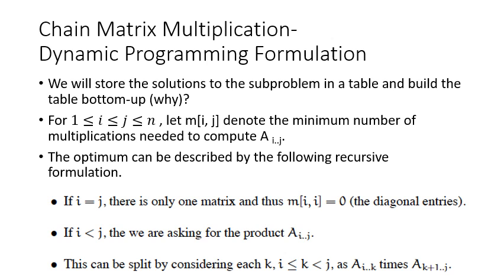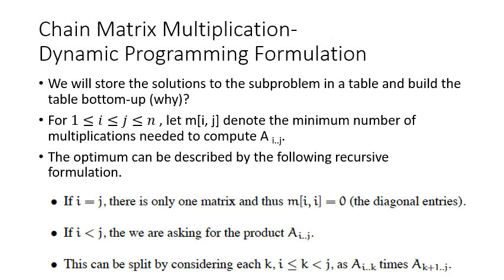Let's consider that m of i j denotes the minimum number of multiplications needed to compute the product A of i to j, meaning to multiply the matrices from i to j. So we have the following recursive definition. If i equals j, it means that we have only one matrix and the cost of multiplication would be 0 because we have only one matrix.